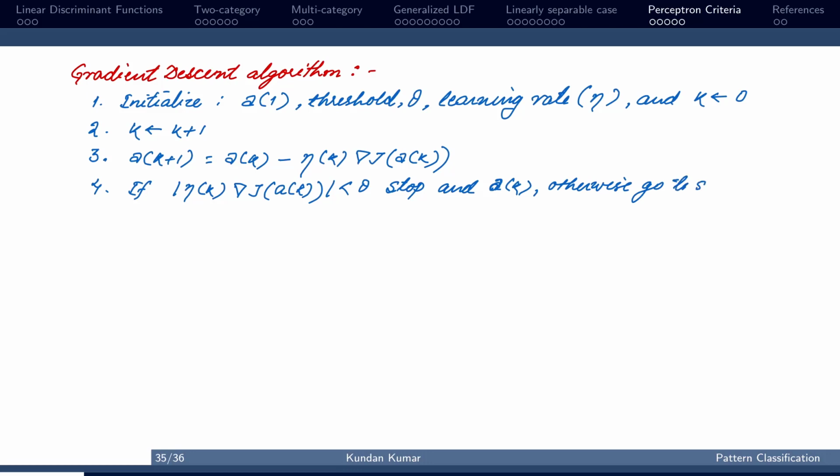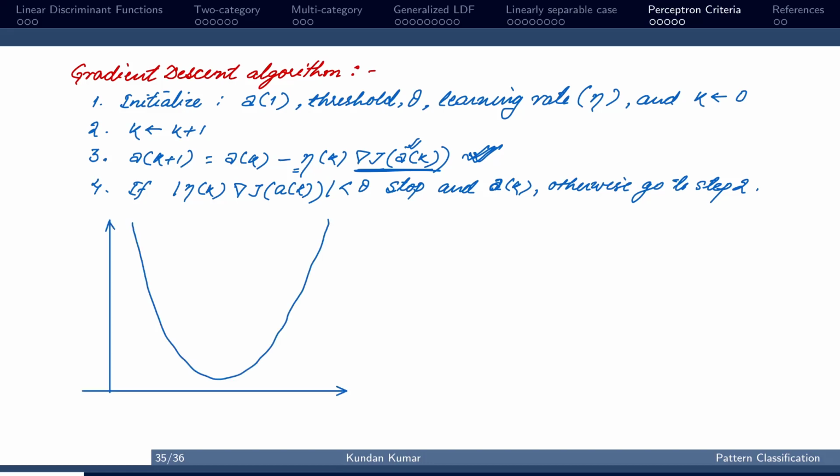Go to step 2. Okay, so this is our basic gradient descent algorithm. You can notice here that this is the gradient that we are computing in each iteration at the particular given weight vector, and we are multiplying it with a learning parameter which is called the learning rate. This is the main step in this algorithm. So now let us try to understand the gradient descent algorithm.